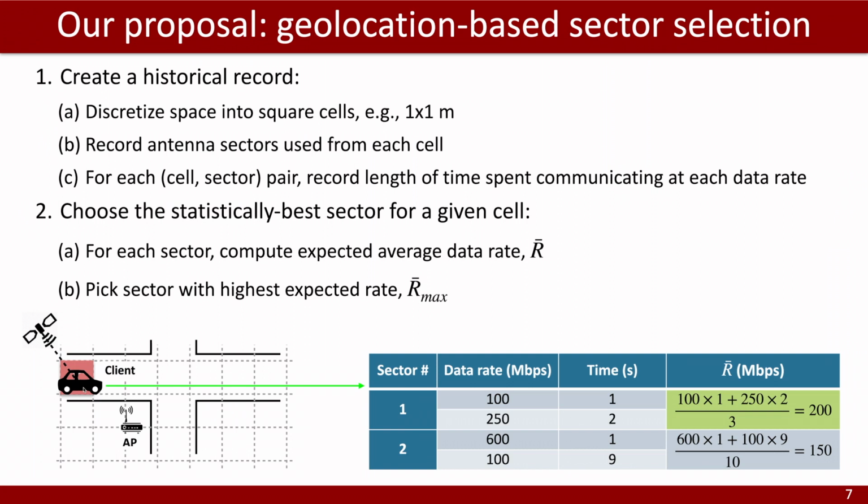cell. The key assumption underlying this strategy is the stationarity of the distribution of achievable data rates as a function of sector and location combination, i.e., that the likelihood of a sector being able to achieve a certain data rate from a particular location doesn't change in time.